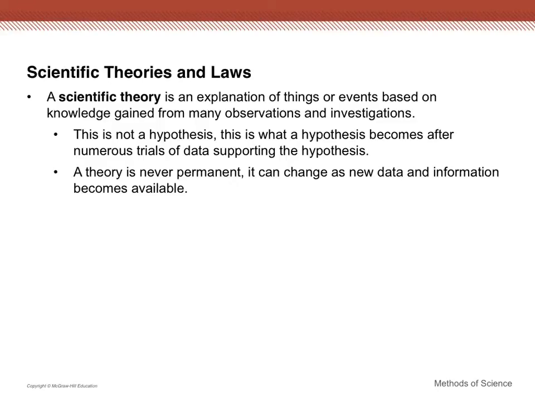So scientists, after making observations, will come up with explanations and explain what they see. We call these scientific theories. Scientific theories are explanations of things or events based upon knowledge gained from many observations and investigations. The key is this is not a hypothesis. This is what a hypothesis becomes after numerous trials and supporting data. If you have a hypothesis that you think is a possible explanation, and you can support it with reproducible data, then it can become a scientific theory.